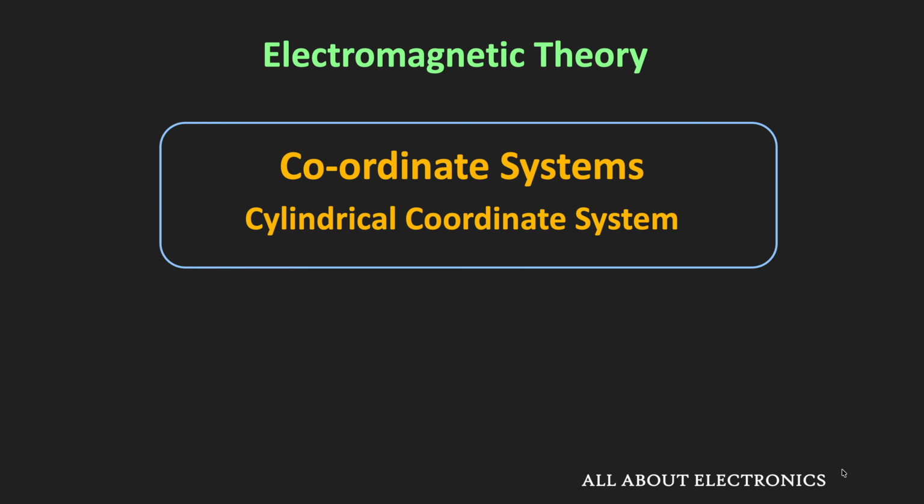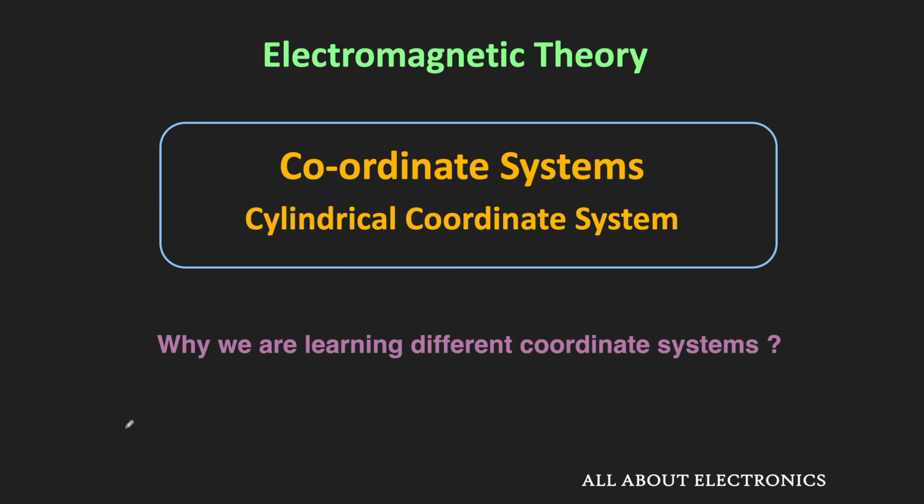In the earlier videos of the electromagnetic theory, we understood vector algebra. Now in this video and in the upcoming videos, we will learn about the different coordinate systems. So the first question that comes to our mind is, what is the point of learning these different coordinate systems in the electromagnetic theory, right?